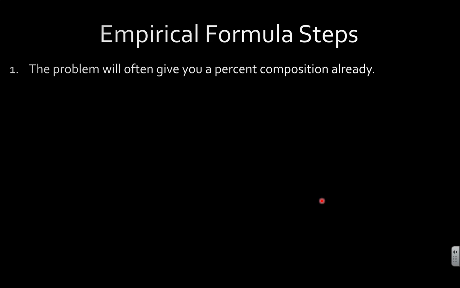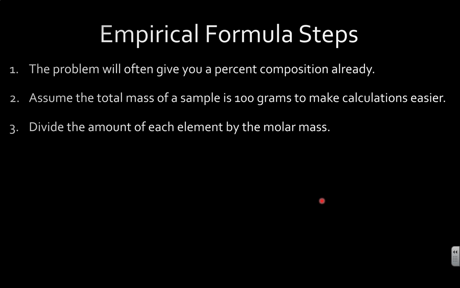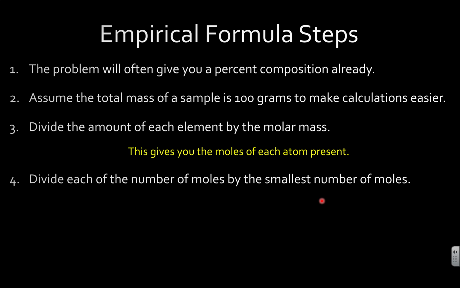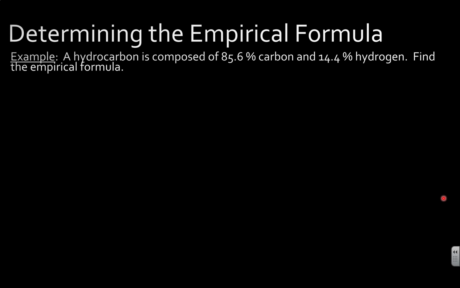So here we go. To figure out the empirical formula, you'll have a problem here, or they will often give you a percent composition already. You'll assume that the total mass of the sample is 100 grams, which will make your calculations easier. You'll divide the amount of each element by the molar mass. This will give you the moles of each atom present. Then we'll divide each of the number of moles by the smallest number of moles, and then you should get something that's close to whole numbers. And these whole numbers are the subscripts of your empirical formula. Simple enough. So let's try it real quick.